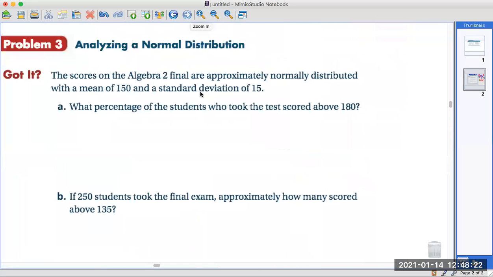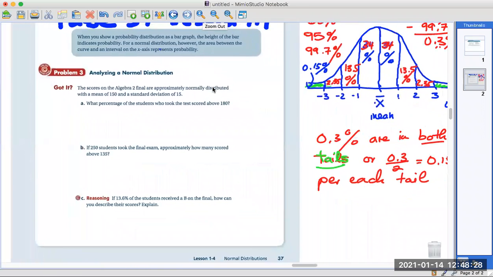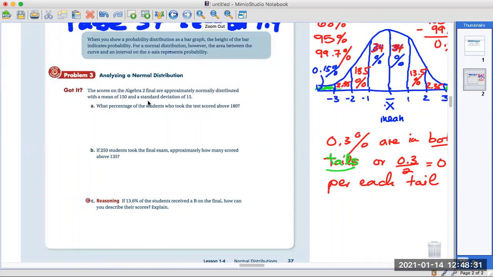Analyzing a normal distribution. The scores on an Algebra 2 final are approximately, and these are always approximate, normally distributed, meaning most of this can be shown with a bell curve. Most of the data falls symmetrically to the left and to the right of the average, with a mean of 150. So those are the numbers you need. You need the average, the mean, and you need the standard deviation. Those 2 numbers you definitely need.